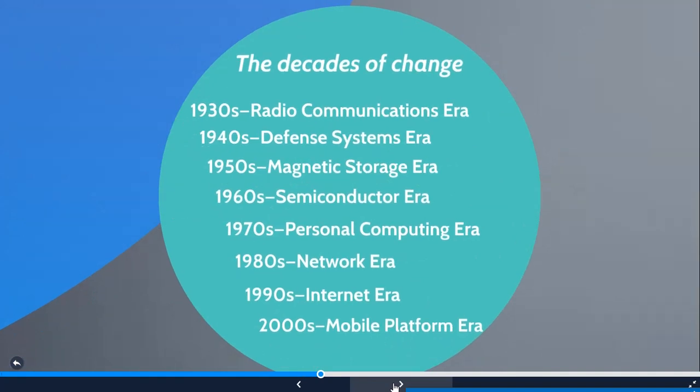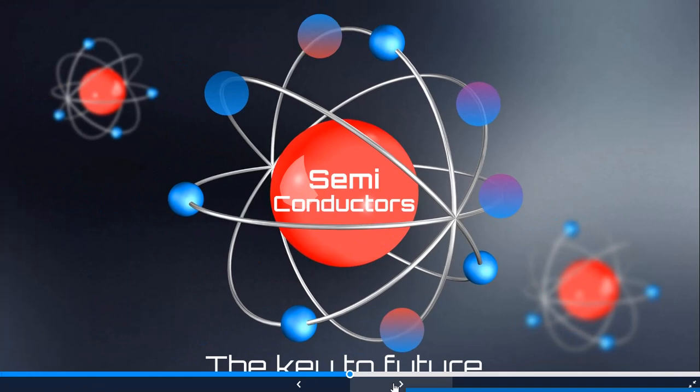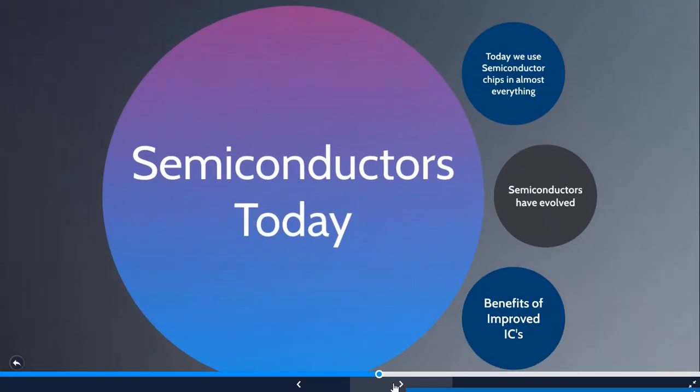From there on, came the 1930s radio communications era, followed by defense systems, magnetic storage, semiconductors, personal computing, the network era, and the internet era. Now we have the mobile platform era, and presently we are in the IoT era. And next it will be augmented reality, and augmented human brain load sharing. That will be the next generation. Presently we are in IoT, right?